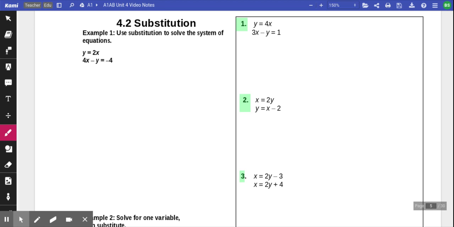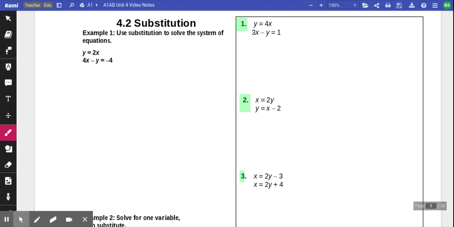In this lesson, we're going to talk about solving systems of equations still, but this time we're going to talk about another method called substitution. In your previous method, you learned that you could solve by graphing and look for the point of intersection, and there were three possibilities.